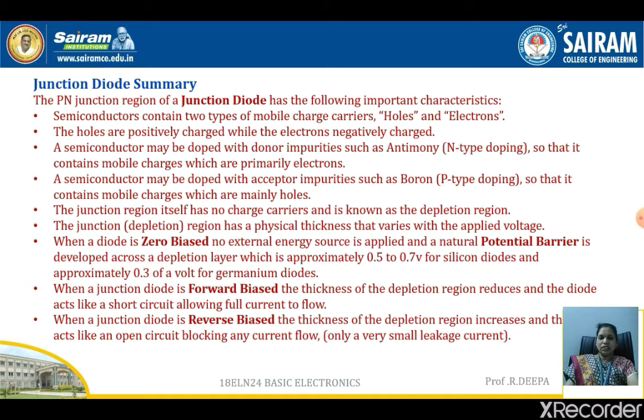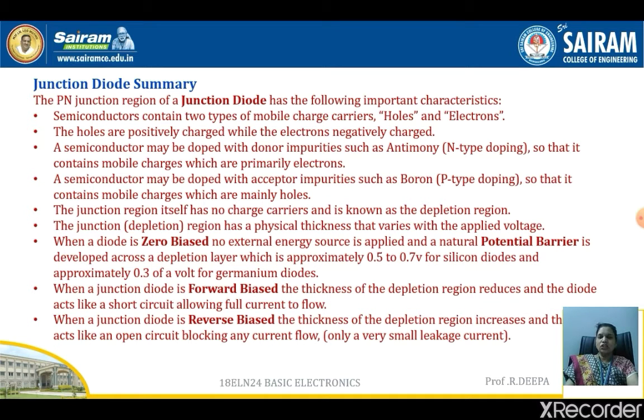When the diode is under reverse bias, we have seen that a natural barrier potential is developed across the depletion layer, and it is approximately between 0.5 to 0.7 volt for silicon diodes, and it is 0.3 volt for germanium diodes.